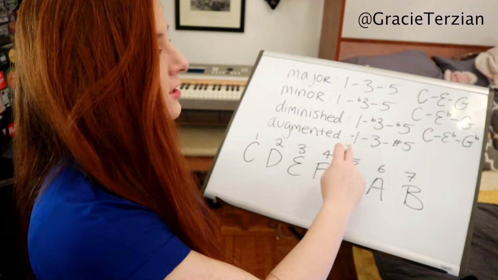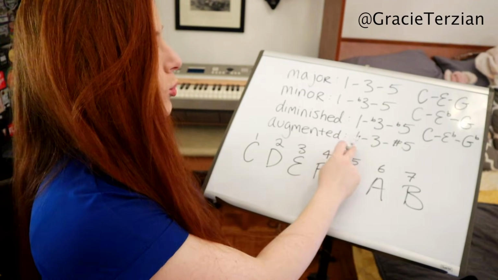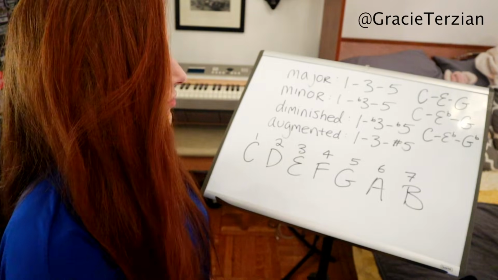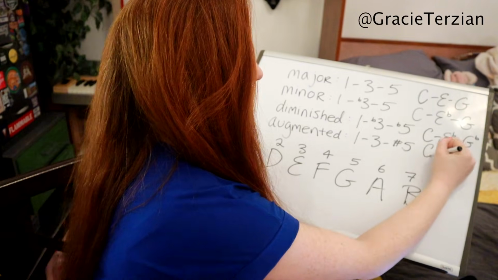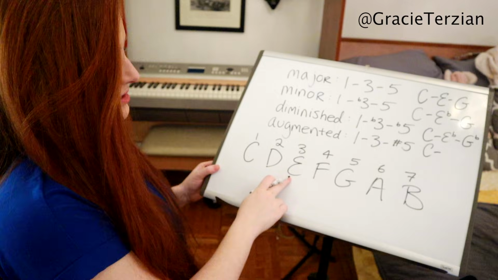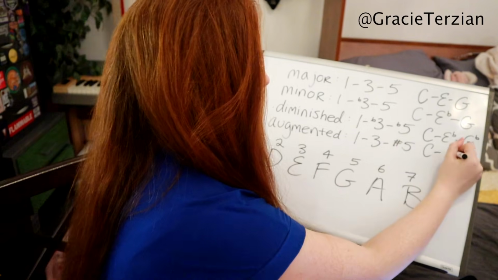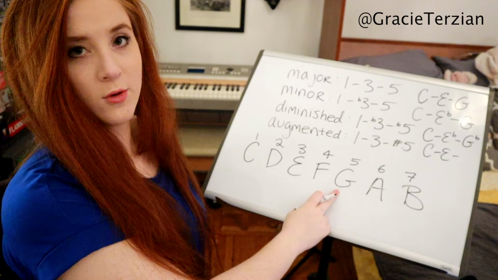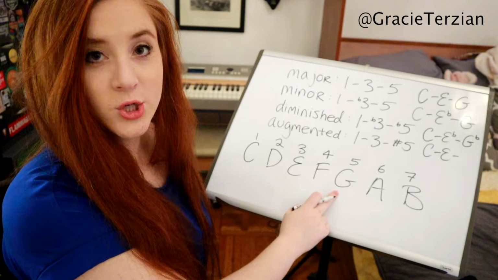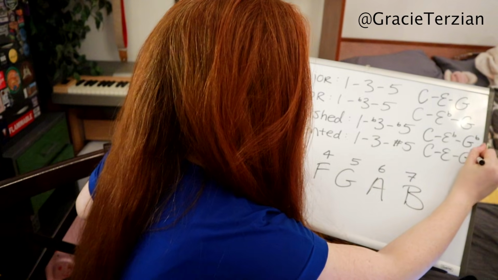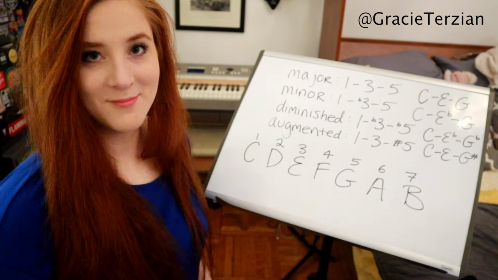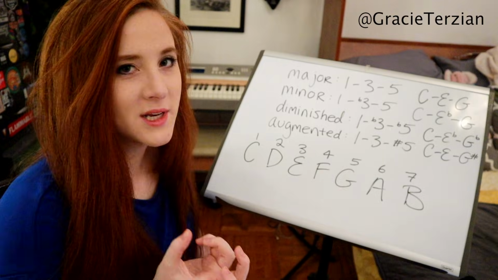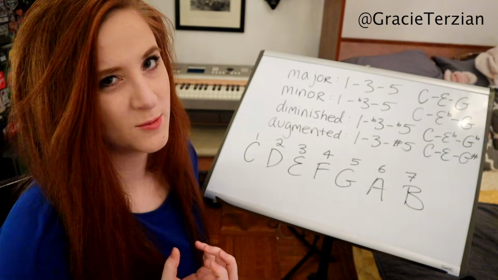And what about our C augmented chord? 1, 3, and sharp 5. So we have a 1 for the C, right? For the 3, we just have a normal 3, so it's an E. And then we have a sharp 5, so we're going to take the 5th degree and sharpen it so that it's going to become a G sharp. G sharp.